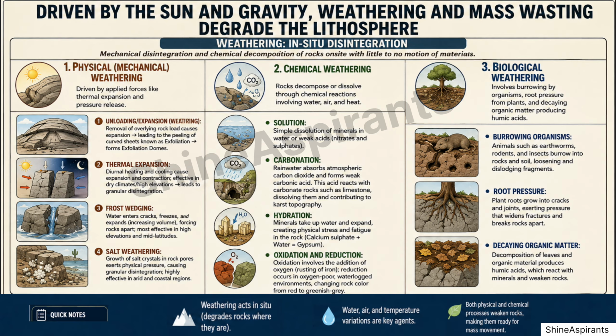Oxidation and reduction: oxidation involves addition of oxygen, rusting of iron. Reduction occurs in oxygen-poor, waterlogged environments, changes rock color from red to greenish gray. 3. Biological weathering. Involves burrowing by organisms, earthworms, rodents, root pressure from plants, and decaying organic matter producing humic acids.